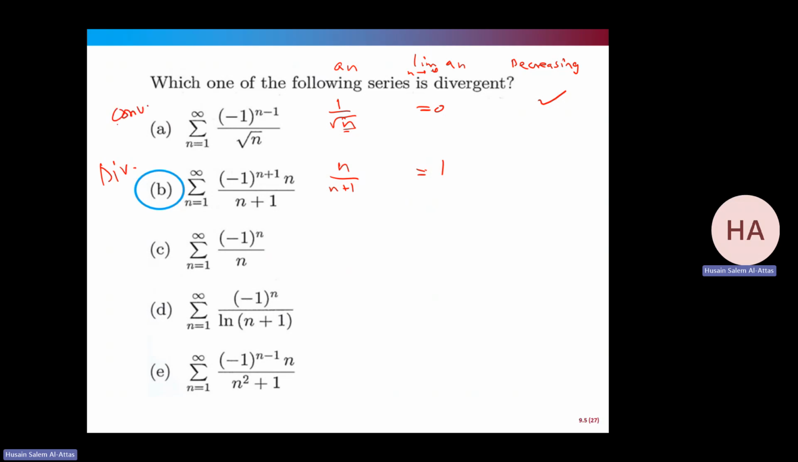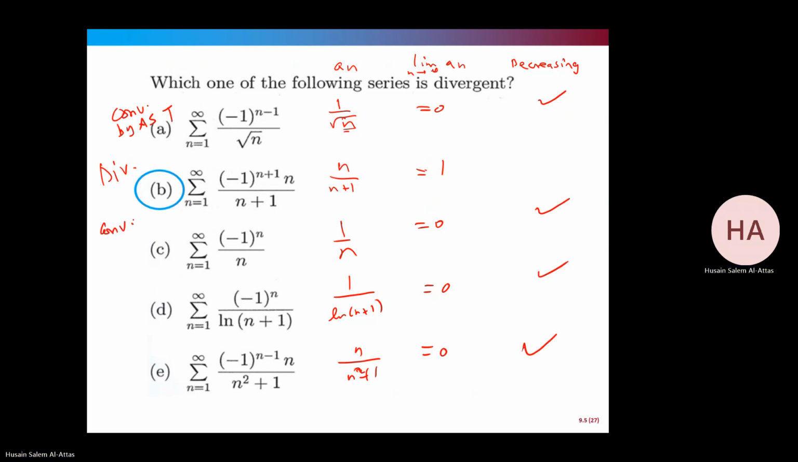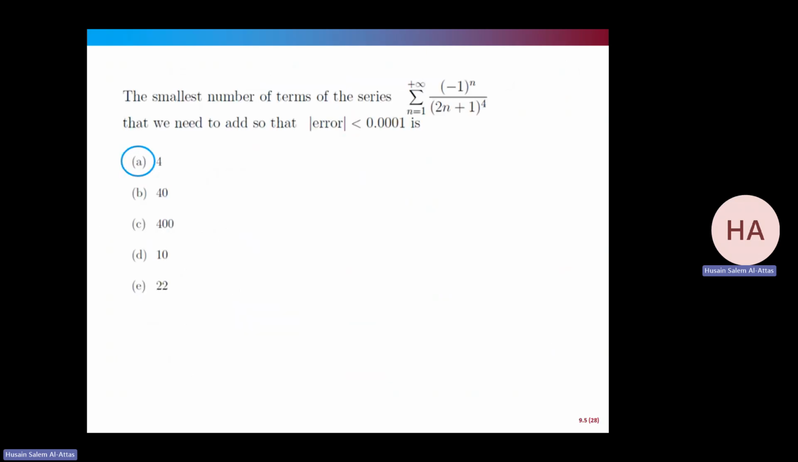This converges by AST, the alternating series test. This is 1 over n. This is well known. So this is 0 and it's decreasing. This is 1 over ln(n plus 1). It's also 0 and decreasing. This one is n over n squared plus 1. The degree is more, so that will be 0. And I think you can prove easily that it's decreasing. So all of these converge by AST. Same thing for this, same thing for this. Okay. That's the smallest number of terms.